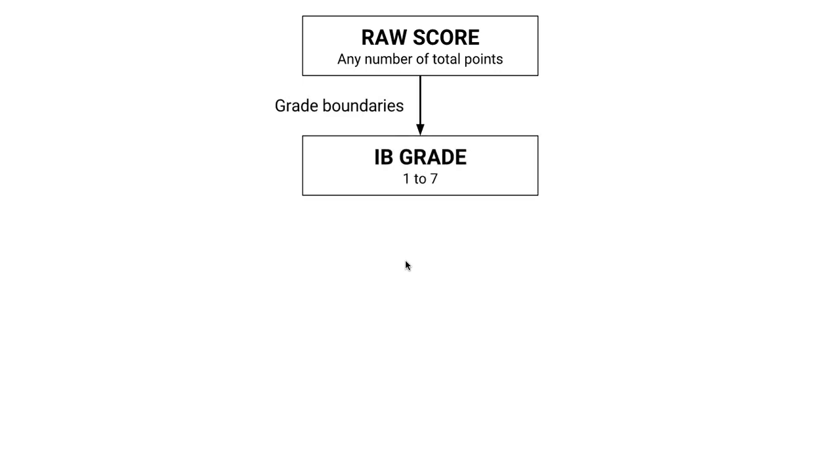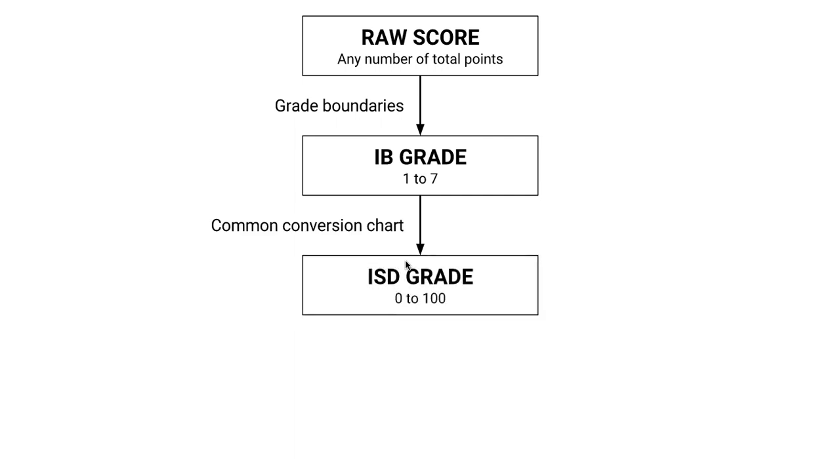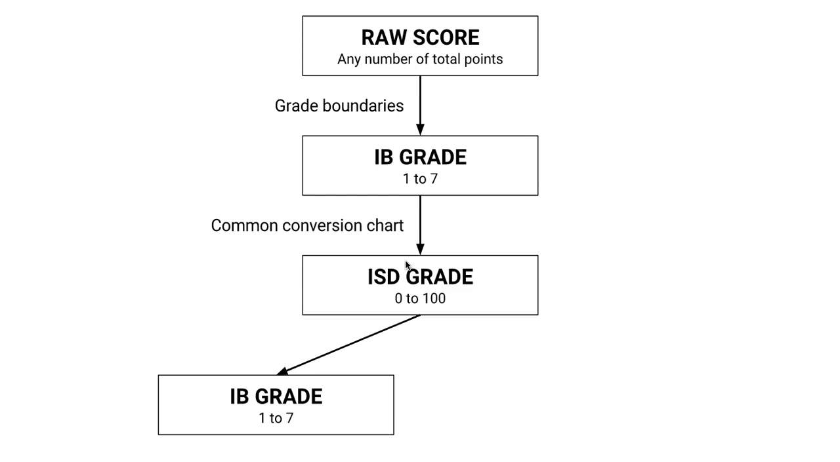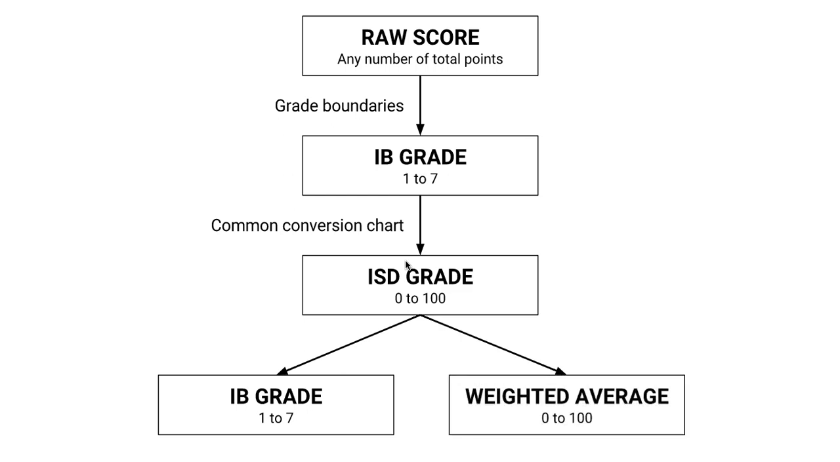So you might have an IB assessment that's out of any number of total points, depending on the subject and the type of assessment. From that raw score, you can convert it to an IB grade from 1 through 7 using grade boundaries. And then we use the common conversion chart to determine the ISD grade that that particular IB grade corresponds to. ManageBac will then report that ISD grade that you put in as an IB grade and use it to calculate a weighted average that's also from 0 to 100.